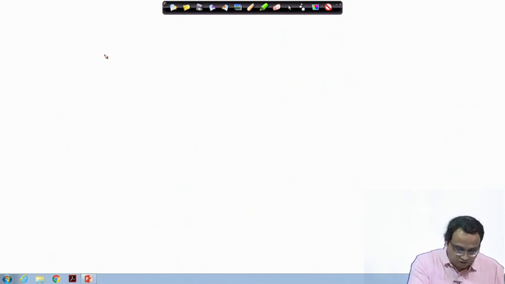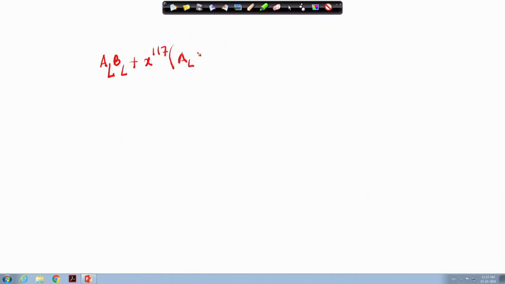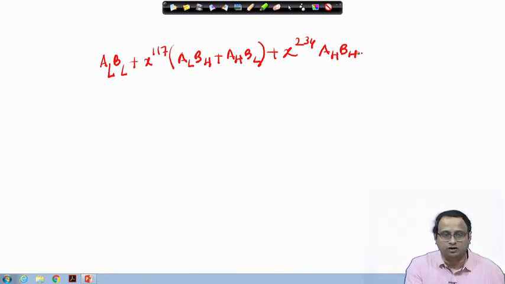Okay. So this is easy. What we are basically doing is that the product is ALBL plus x to the power of 117 (ALBH plus HBL) plus x to the power of 234 HBH. Okay. So this is my final result. Now we can try to observe this in a figurative way or through a figure.